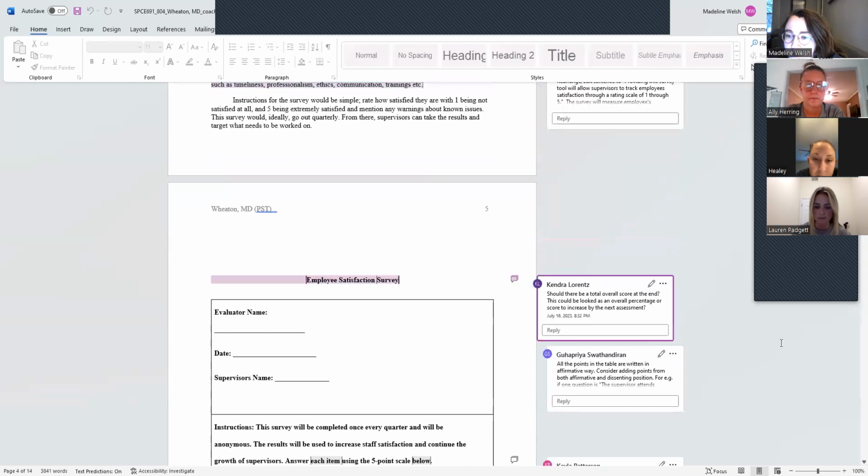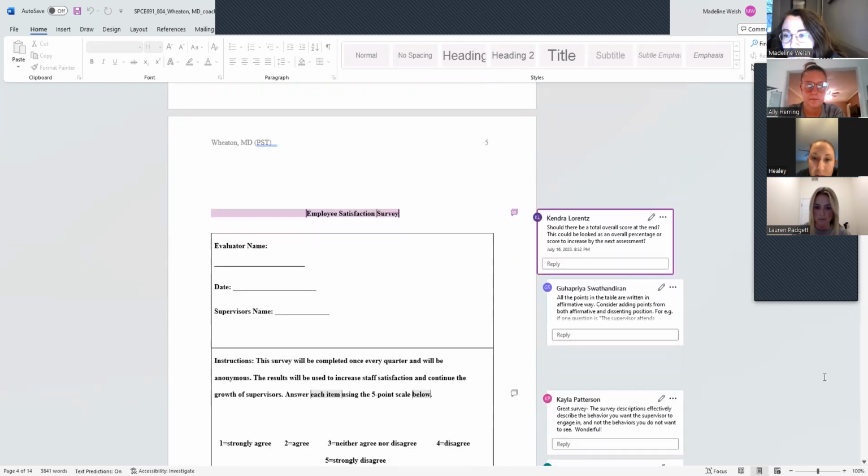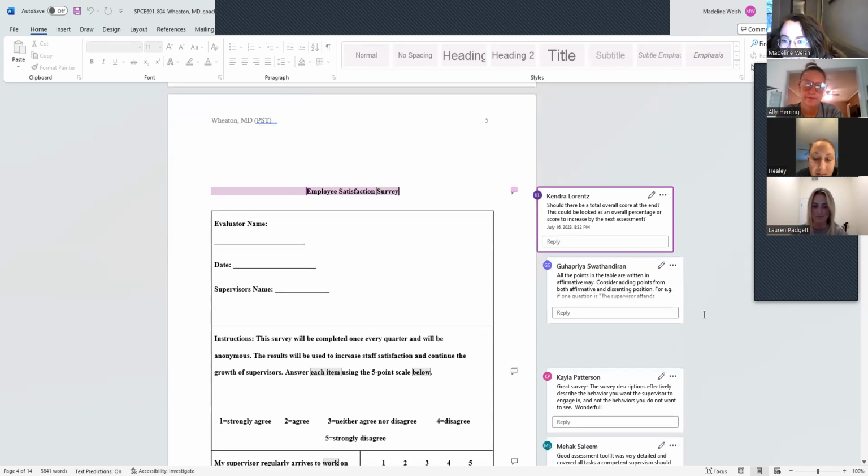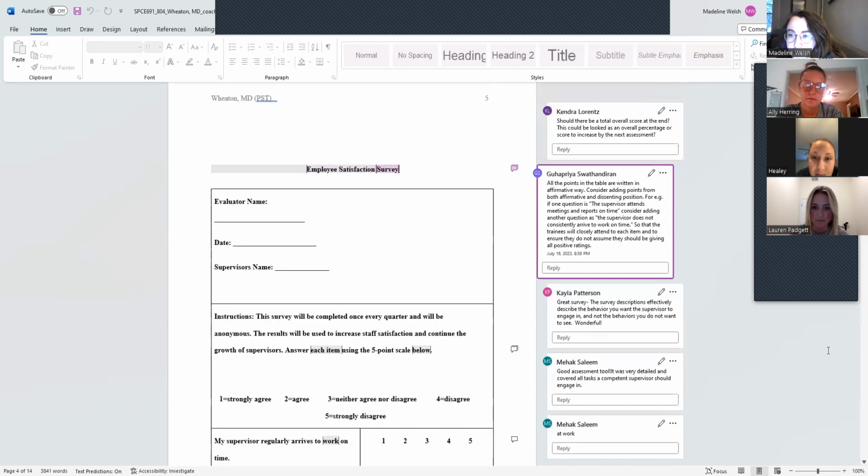Oh, and I also loved this suggestion, a total overall score. I didn't think about that, but I think that's a great way to keep an average track from quarter to quarter to see how you've improved, how you maybe haven't. So yeah, I loved that suggestion. Let's see. Oh, so this is, oh, go ahead.